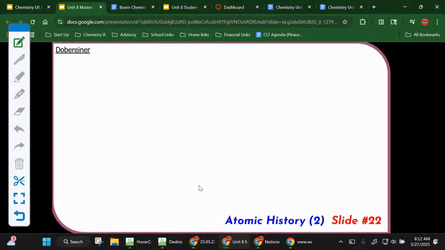All right. So now we get to a man named Dobereiner, ladies and gentlemen. Dobereiner started to organize elements into what were called triads. He put elements together that had similar properties. Now this wasn't, remember, the periodic table was not set up yet at this time. So what he did is he looked at elements and said, you know what, these three are all kind of alike. These three are all kind of alike, and he called them triads. Now I want you to just look at a minute here, ladies and gentlemen. These are a couple of his triads.